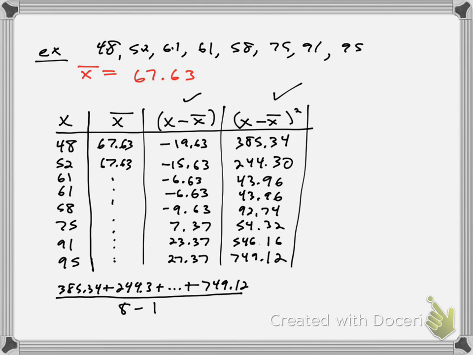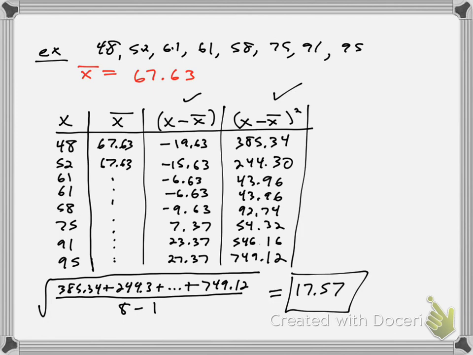Go back to your steps. You take the sum of all these and you divide it by n minus 1. And then I'm going to take the square root of that at the very end, and that should give me my answer. So I'm going to plug this into my calculator. I'll first add these up, and then I will divide it by 7, which is 8 minus 1, and then I will take the square root. So the standard deviation from the mean is 17.57.